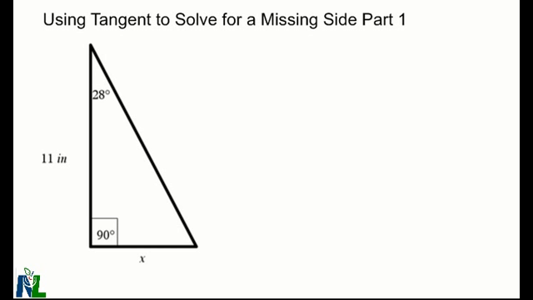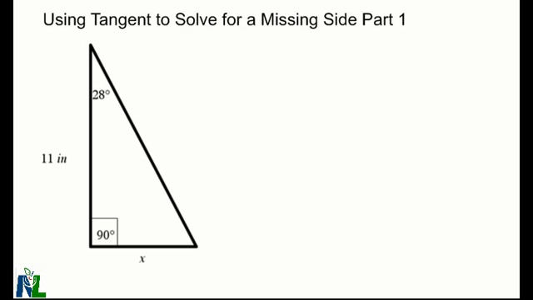Good day, everyone. In this video, we're going to look at using the tangent ratio to solve for a missing side. Before we write down the tangent ratio, let's label the sides in the triangle to ensure that we've chosen the correct trig ratio for this particular triangle.